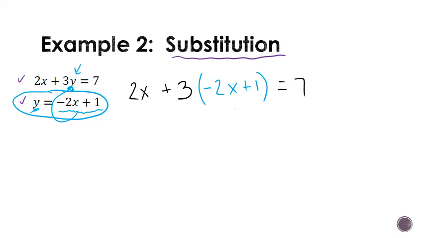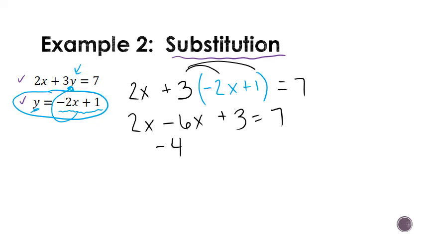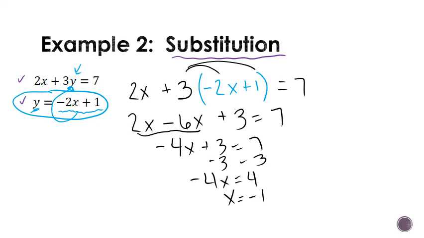All right, and then this is where your algebra skills have to kick in a little bit. I'm going to distribute the 3, so I would have -6x plus 3 equals 7. This would give me -4x from here, plus 3 equals 7. I'm going to subtract 3 from both sides. So I would have -4x equals 4. Therefore, x is -1.